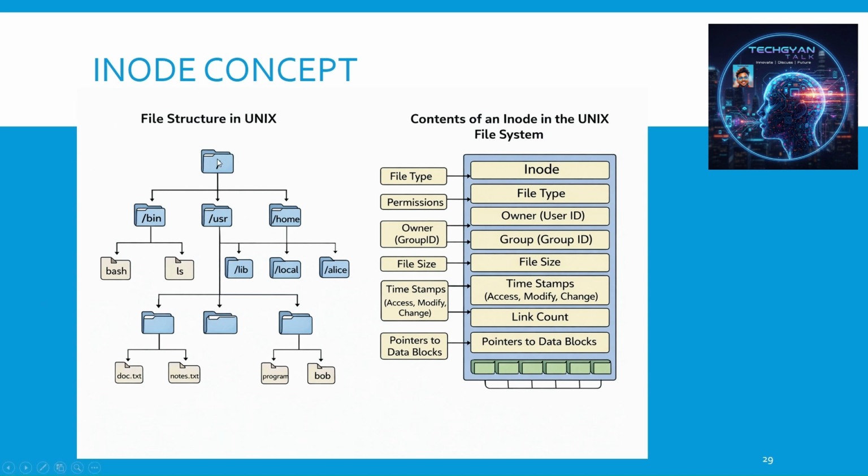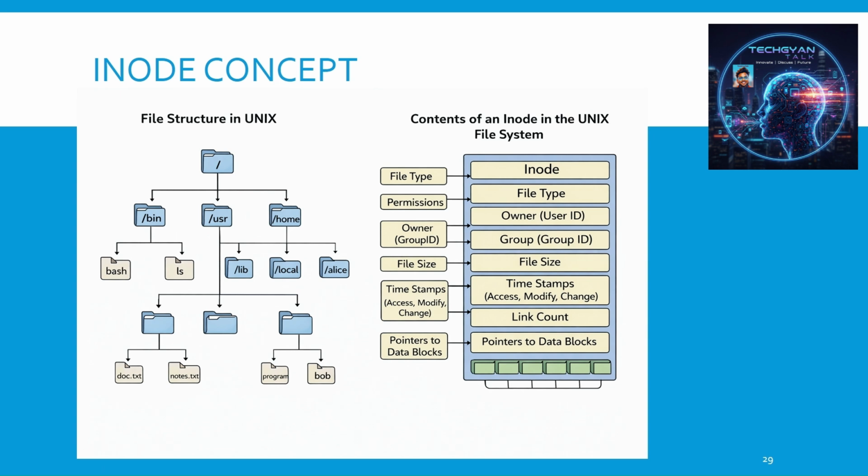So this is the root slash; you can see at the top, that is called the root folder. Under the root folder, you have bin, user, and home, and under bin you can see other things. Under user and home, you have lib, local, alice, etc. And user has other documents, user-created documents.